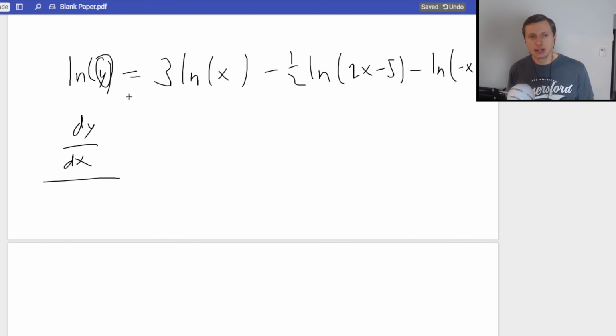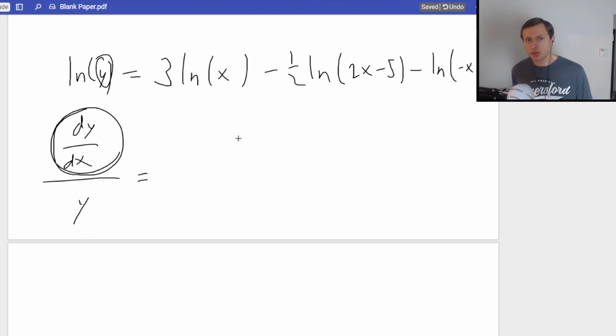Divided by, remember, with any natural log, it's derivative of the thing divided by the original. So dy dx divided by y. And dy dx is the thing we're solving for. I'm asking to find the derivative. So eventually I'm going to have to get that y in the denominator to the other side. But first, on the right side, let's deal with that.